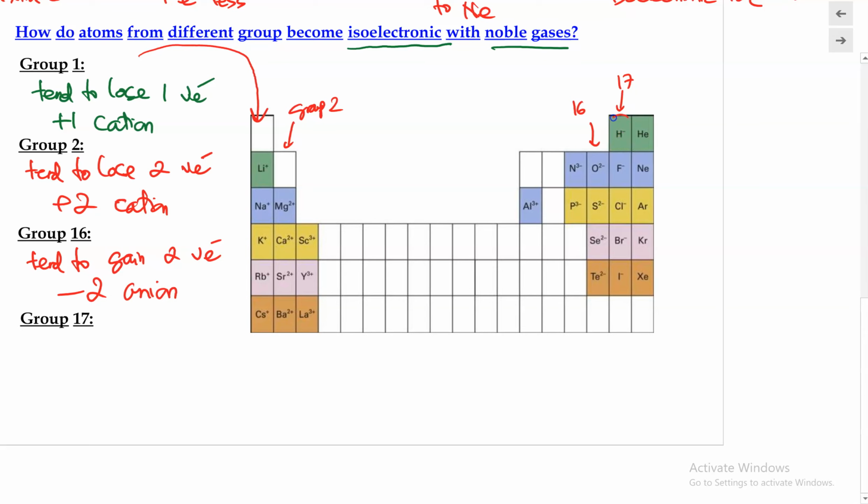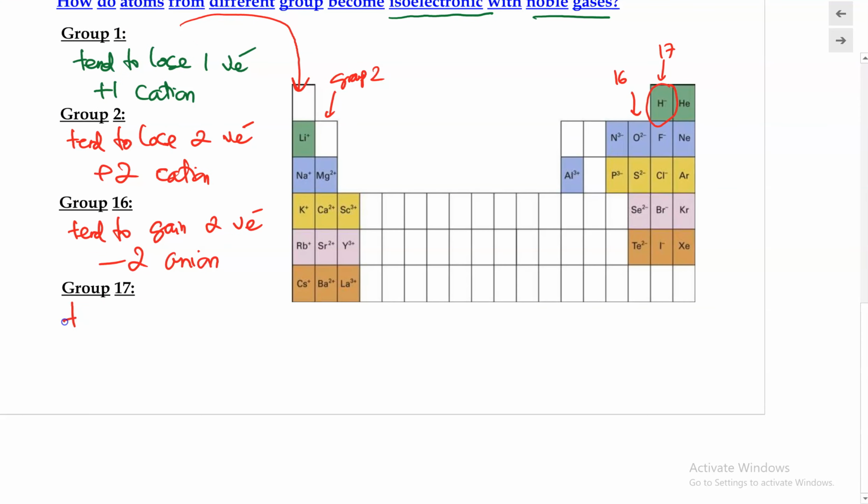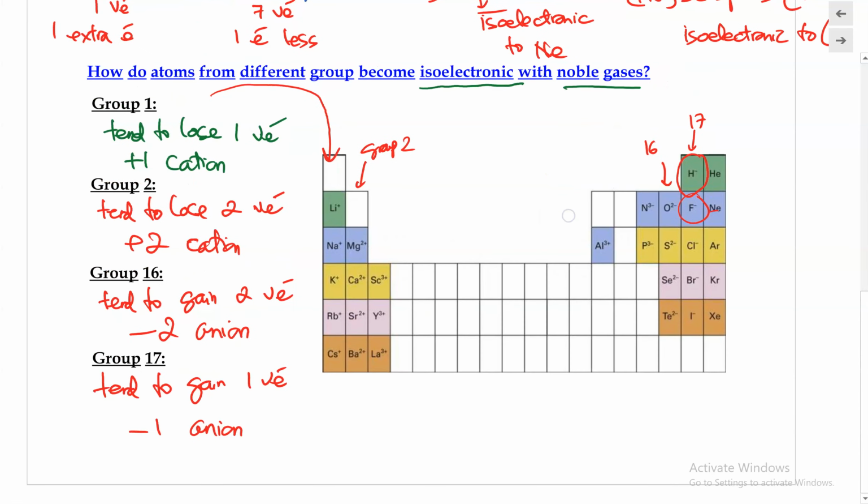And now hydrogen behaves chemically similar to group 17 as well. In this case, they tend to gain only 1 valence electron because they're 1 electron away from the noble gas. So therefore, they produce a -1 anion. So these are basically how atoms from the different groups become isoelectronic with the noble gases. These are the charges that they will be adopting. And over here, we see group 15, and group 15 also produces -3.